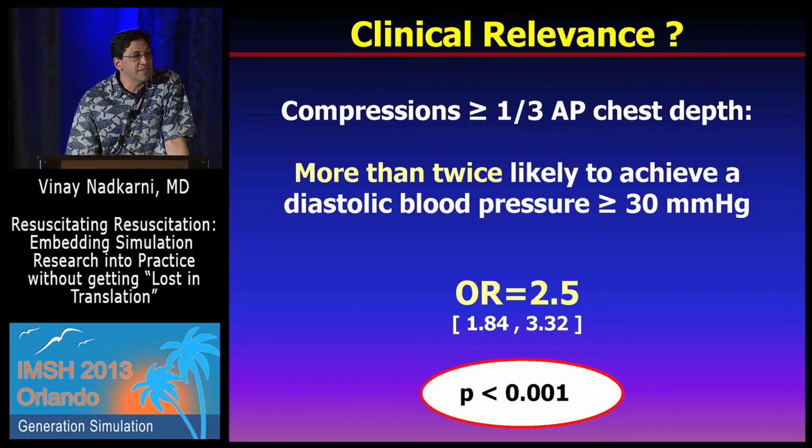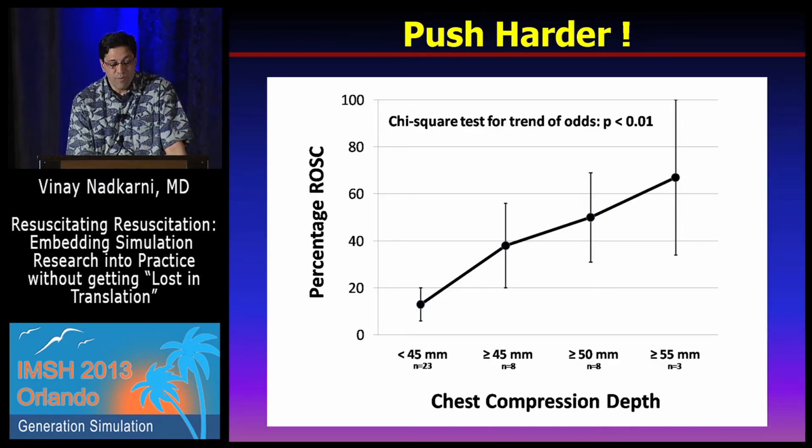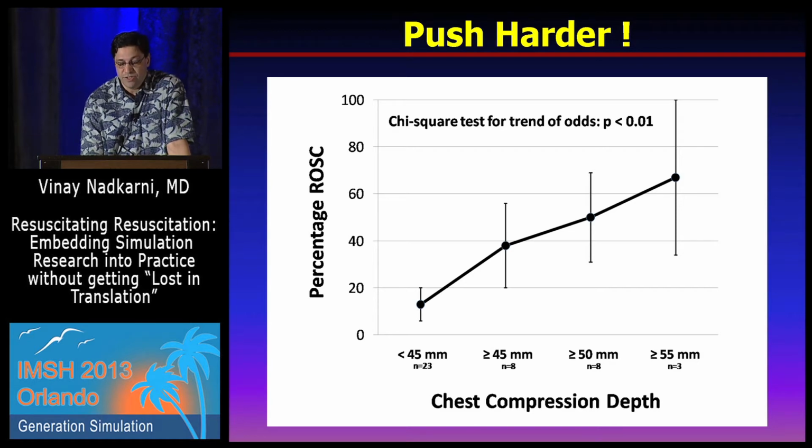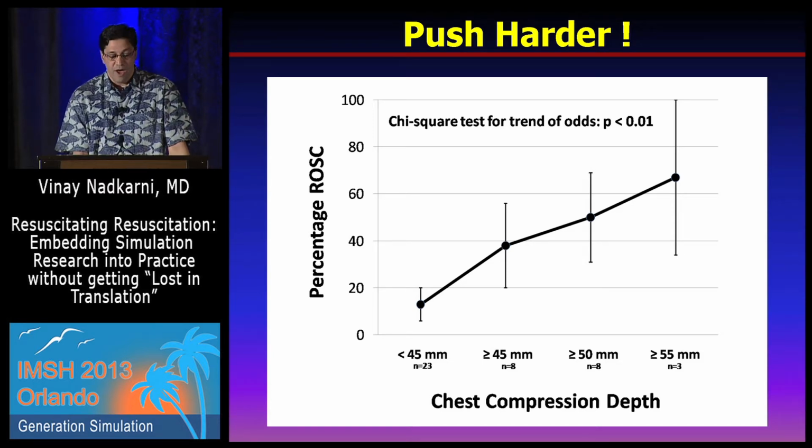In fact, on analysis, when our depth of compression on real patients is deep enough, according to guidelines, our odds ratio of survival of that event is 2.5 times that of when we don't compress deep enough. And when we look at the percentage of return of spontaneous circulation, when we push deeper than the 50 millimeters now recommended in our ICU, we actually achieve significantly improved outcomes.